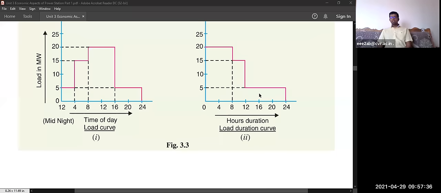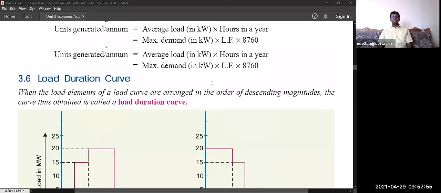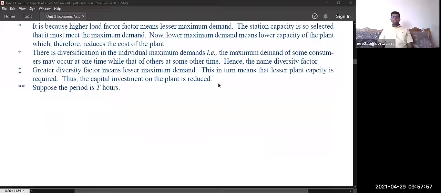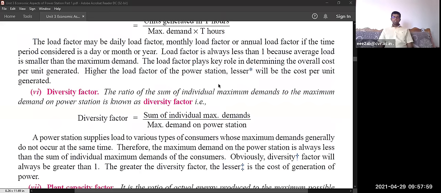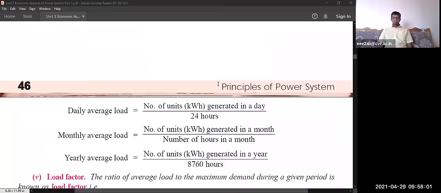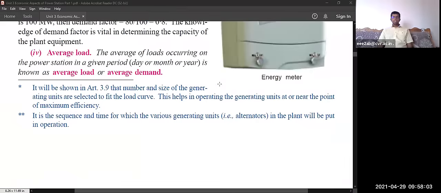So by seeing the load duration curve, in the particular day, what is the maximum generation also we can analyze. So how it is varying. Like that, by seeing the load duration curve, they can plan the generating units. They may generate the particular load or demand that they may generate.